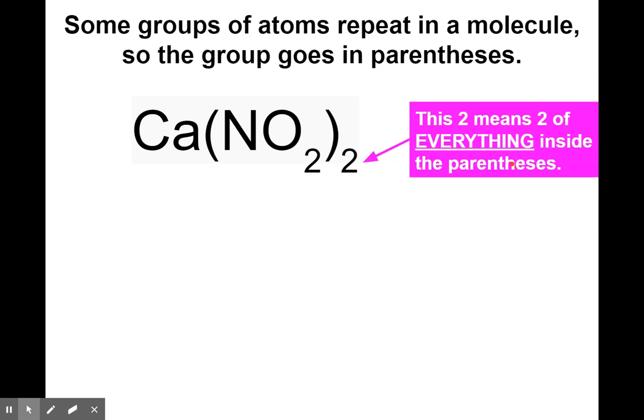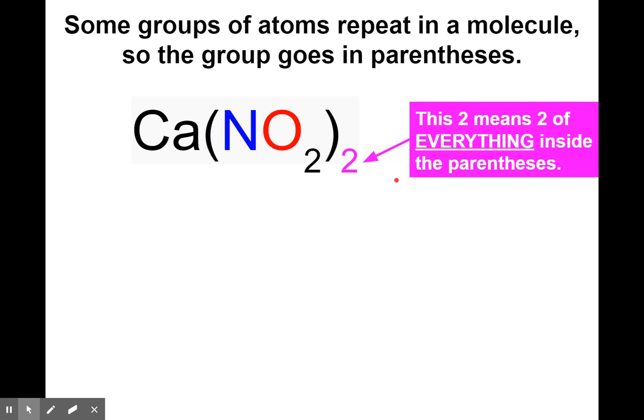Now I also wasn't really happy when I looked at it again about how I explained this. So I'm going to try this again and see if this makes it easier. Okay, so some groups of atoms repeat in a molecule sometimes, so the group goes in parentheses. This 2 on the outside means 2 of everything inside the parentheses, and only inside the parentheses. Okay, and so it's kind of like multiplication. I'm going to walk through that a little bit now.